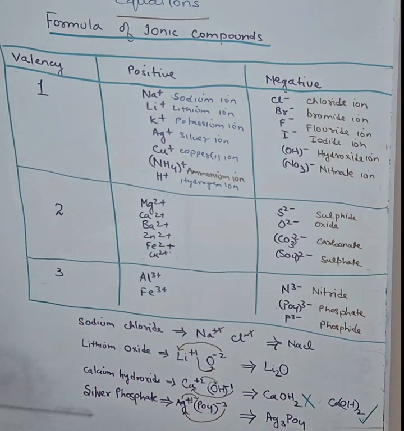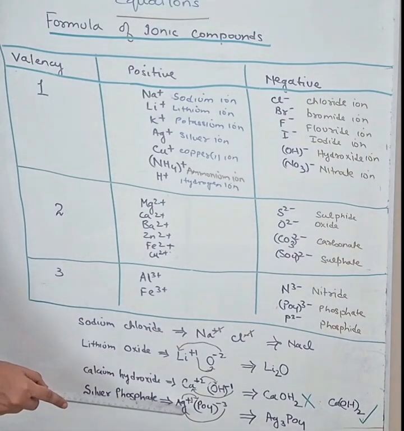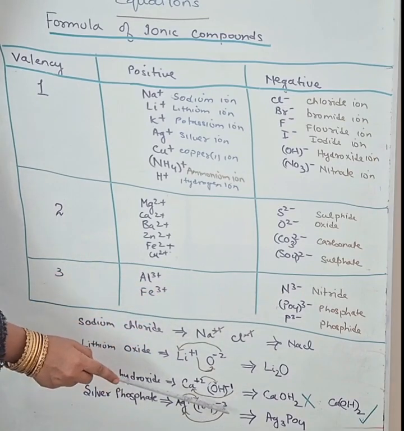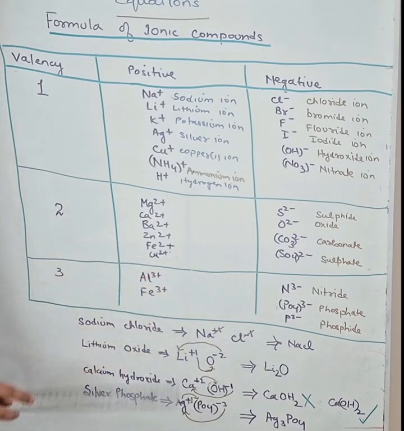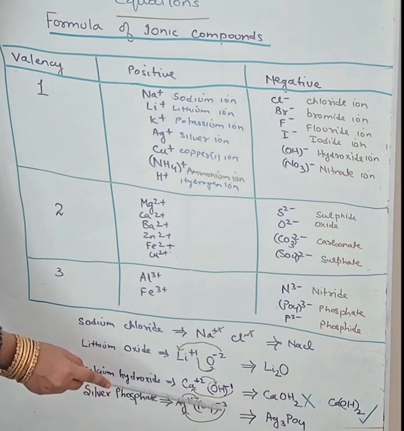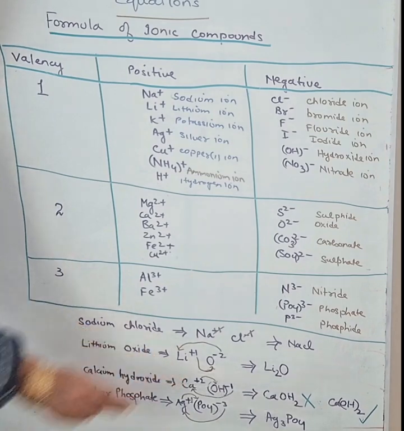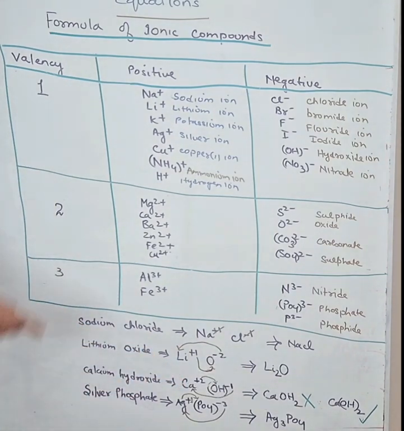One more example, silver phosphate. Now silver is +1. I copied from here. Silver is +1 and phosphate is PO4 3-. Now the same funda we will use. There will be 3 silver because the charge or valency of phosphate is 3. So I wrote Ag3, and there will be 1 PO4 because the charge of silver is 1. So I write Ag3PO4. I hope it is clear.